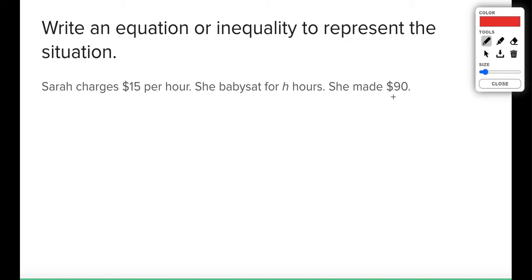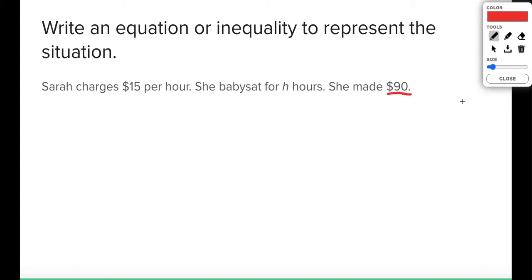We will first want to locate Sarah's total. It looks like she made $90. When we have a total, we know that's going to go on one side of our equation or inequality. In this case, we don't see any phrases like more than, less than, or any other words that will signal that we're using an inequality sign. So I'm going to use an equal sign to set this up as an equation.